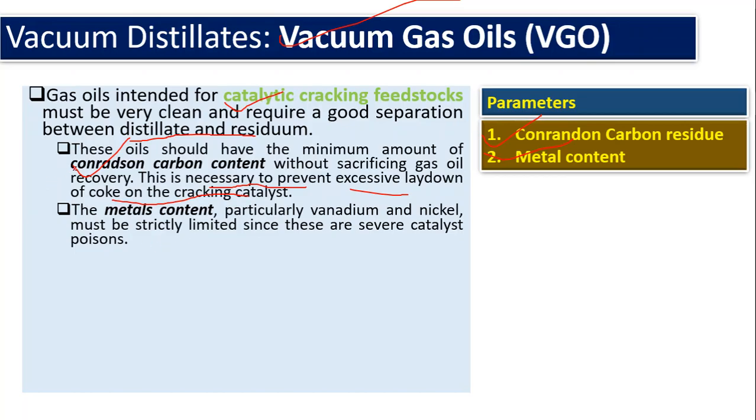So you need to maintain the minimum amount of CCR. The second parameter, metal content, should be limited. For example, vanadium and nickel should be limited because they are very poisonous to the catalyst. So in short we can say that CCR should be minimum, and metal content should be minimum.